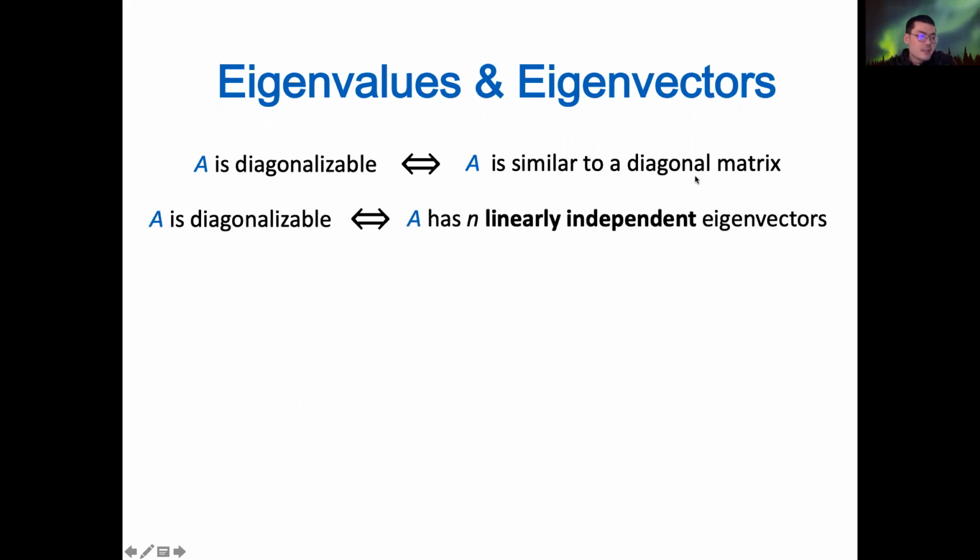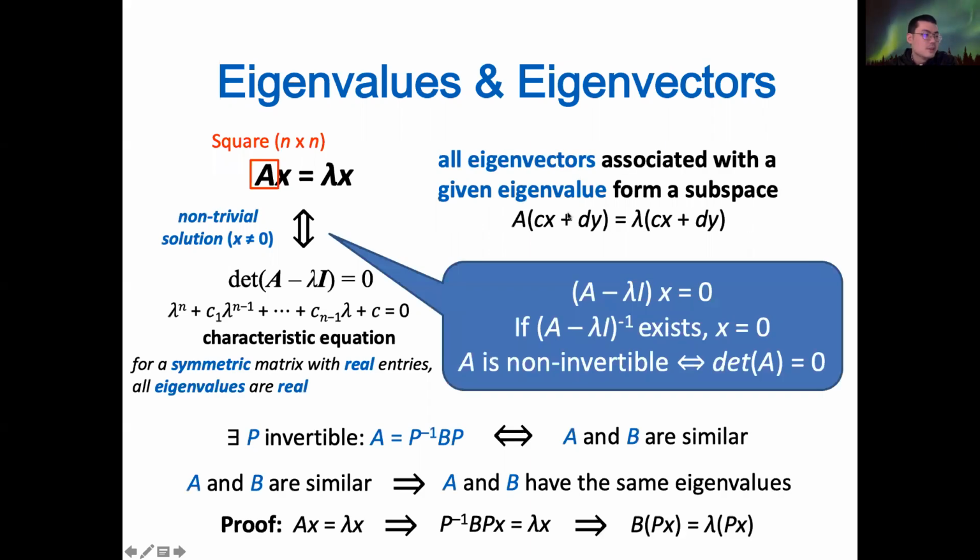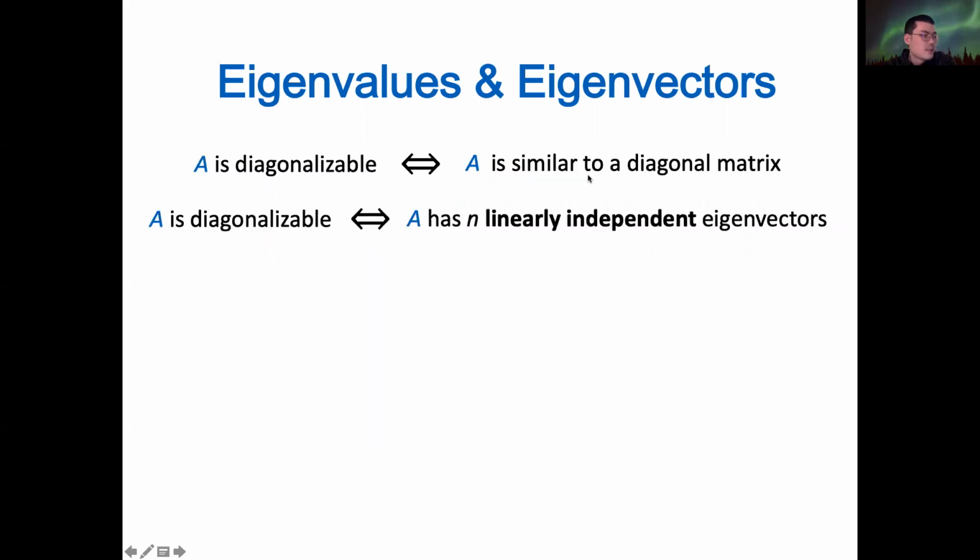If that happens, A has n linearly independent eigenvectors, because previously we talked about this. These eigenvectors may not be linearly independent, because they may be in the same space. But if A is diagonalizable, then A has n linearly independent eigenvectors. n is the number of columns and rows; A is a square matrix. This is pretty strong, because A only has n dimensions, and it has n linearly independent eigenvectors. Those eigenvectors really contain the entire information of A.